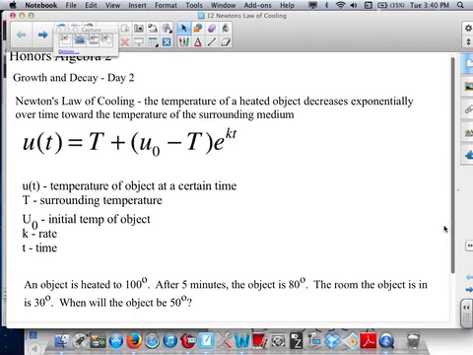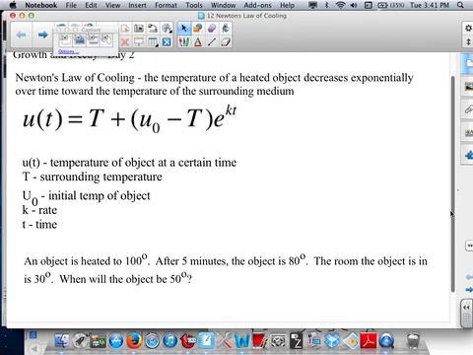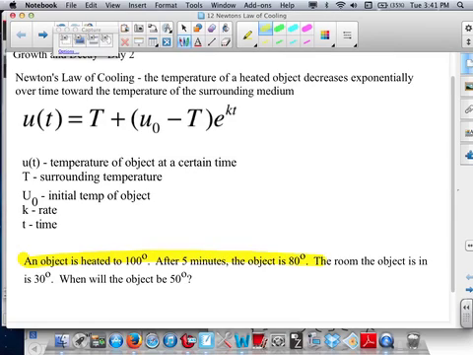Let's take a look at the problem that we have here. So we're going to heat up this object to 100 degrees. After 5 minutes, the object is 80 degrees. The room the object is in is 30 degrees. Really cold, freezer, I guess. When will the object be 50 degrees? Now what we're going to do is take this part right here in the beginning, and we'll use all of this to first figure out what K is.